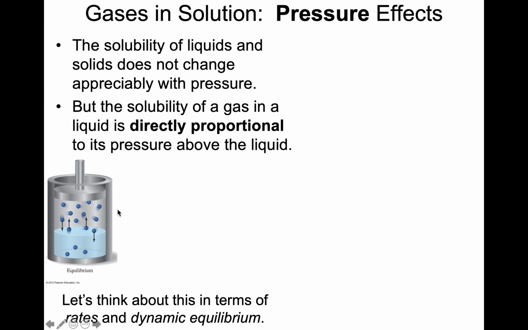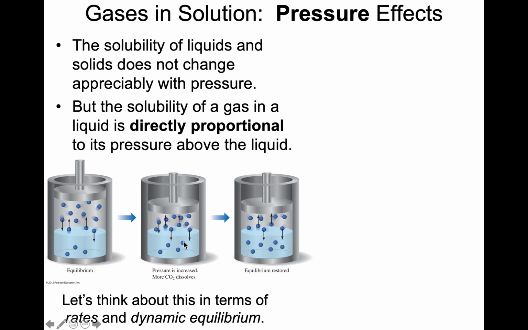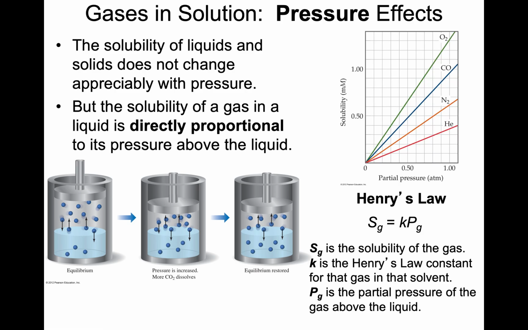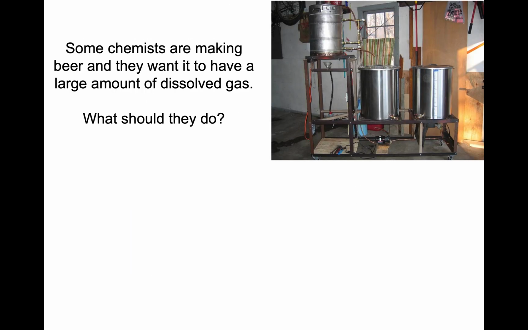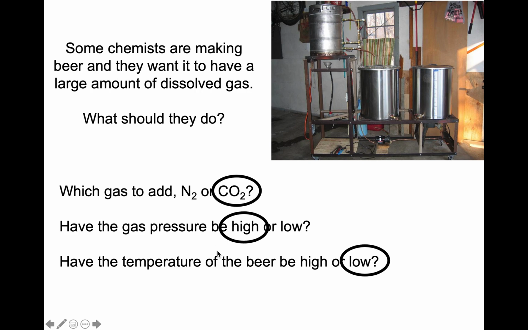We can consider then what happens with the pressure with our dynamic equilibrium, how we can change the rates as we compress it and shift the equilibrium that way. Discussion of Henry's law, application of these. If we're trying to have a lot of dissolved gas, what would be better, N2 or CO2? How about the pressure above it? How about the temperature? So we're looking at the different relationships here.